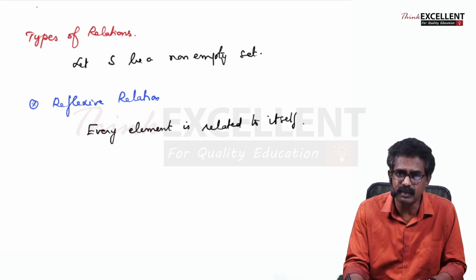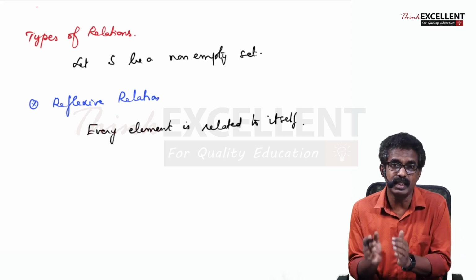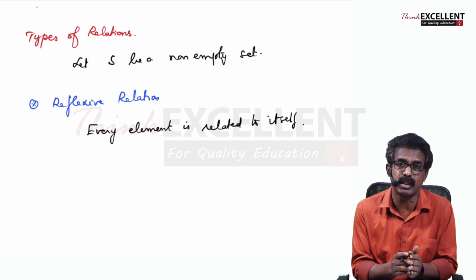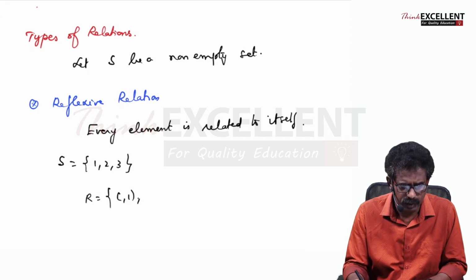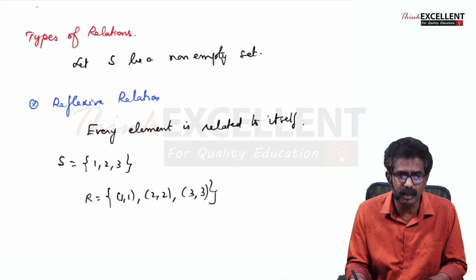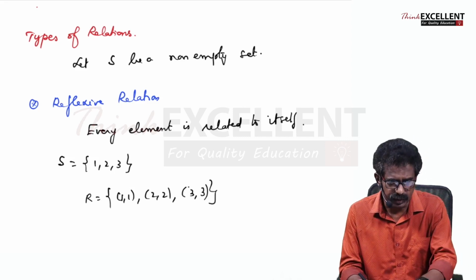A non-empty set is given, right? S is a set, it contains some elements. Then in the relation, every element must be related to itself. Suppose S is a set, say 1, 2, 3. Then in the relation, you must have 1 is related to 1, 2 is related to 2, 3 is related to 3. If every element is related to itself, then only we can say it is reflexive.